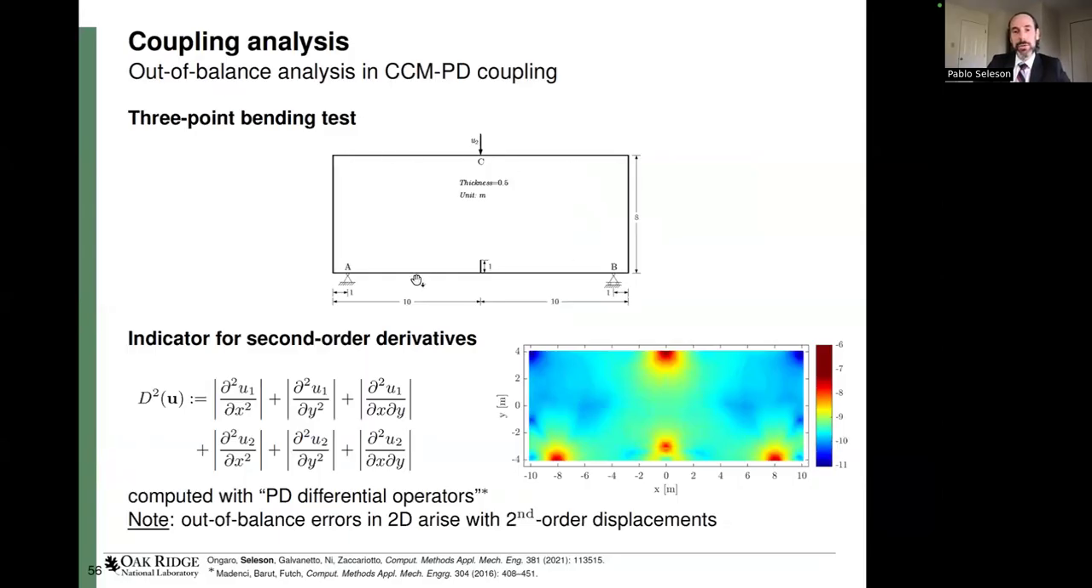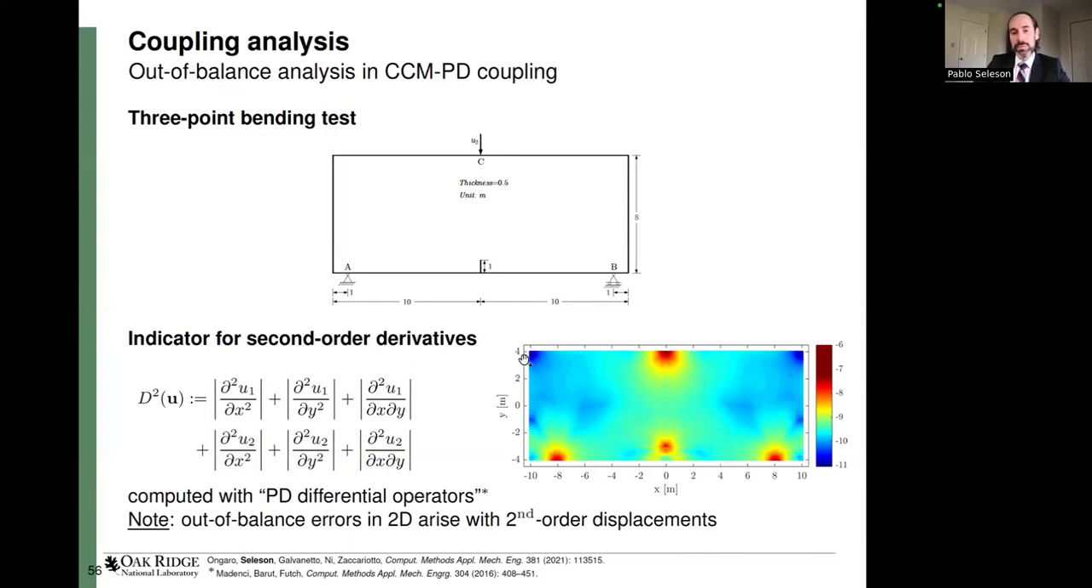We have a plate, a three-point bending example with two supports, an applied load on the top and a pre-notch on the bottom. We are going to use an indicator for second-order derivatives because these are the leading terms for errors in 2 dimensions. This is expressed here, where we compute these partial derivatives with the peridynamic differential operators.